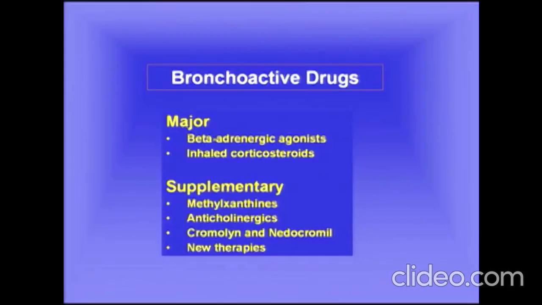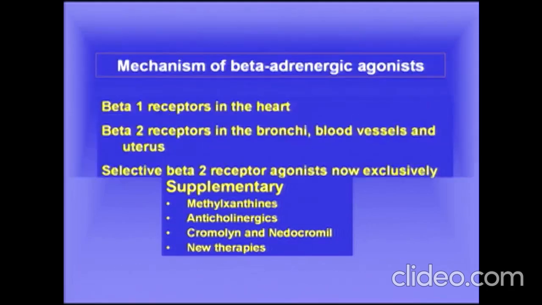Now let me move from the causes of asthma, from the pathogenesis of asthma, to the bronchoactive drugs, because these are of major importance in the treatment, the management of patients with asthma. And there are two major classes of drugs, the beta-adrenergic agonists and the inhaled corticosteroids. And they're by far the most important medications. I'll say a few words about the supplementary drugs that are used, including new therapies, but the major classes are the beta-adrenergic agonists and the inhaled corticosteroids.